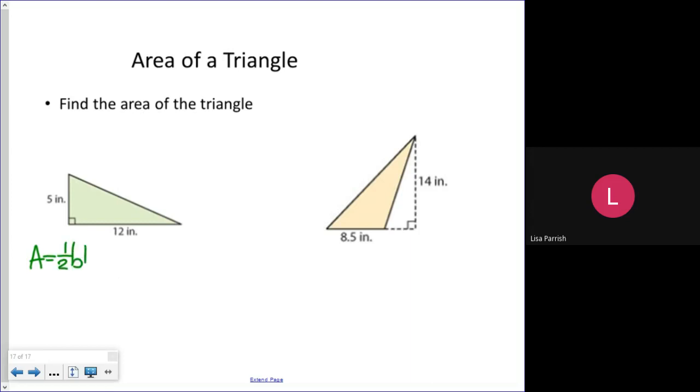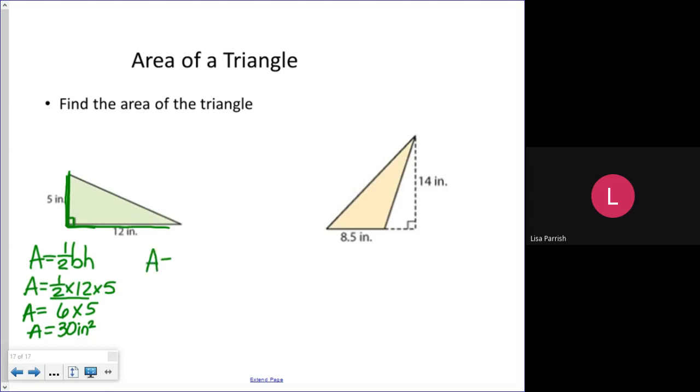If I use the 1/2 base times height, 1/2 times my base is 12. My height, now this time your height is not inside, it's not a dotted line, but notice it's making that right angle with the base. Look for that little box that looks like an H. So 1/2 of 12 is 6, and 6 times 5 is 30. So this would be 30 inches squared.